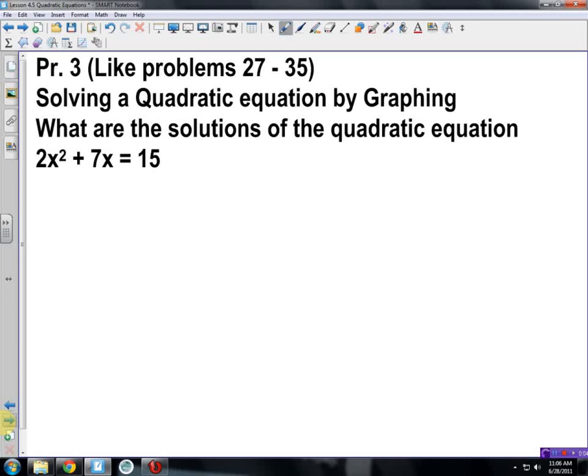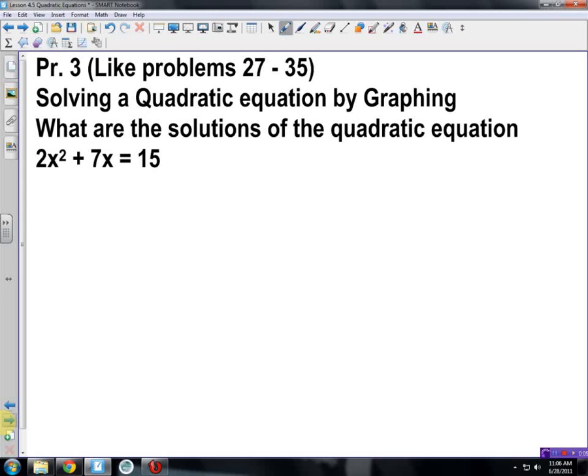Well, this one, we could try factoring first. We'd say, hey, maybe a GCF, but 2 doesn't go into 7 or 15. So it doesn't look like we can do it. We could probably try AC, but I don't know if we'd be able to get it factored nicely.